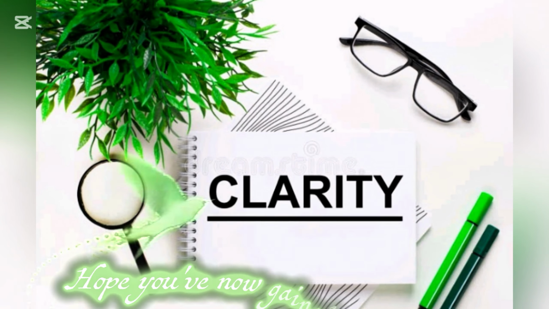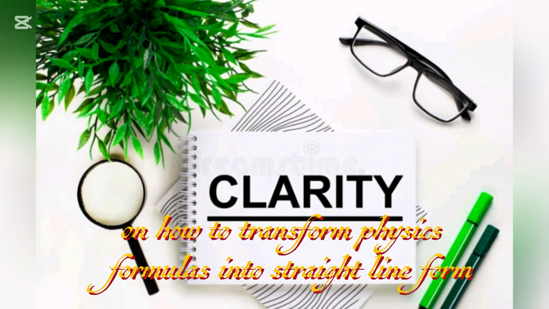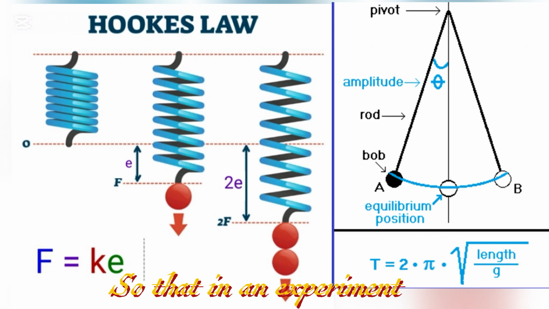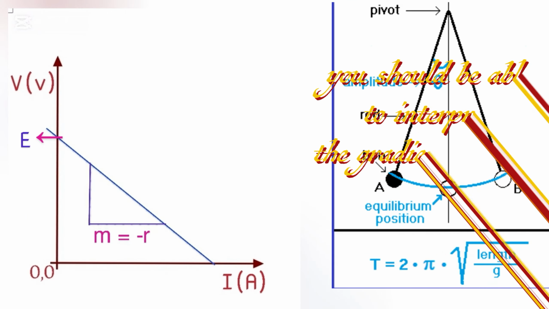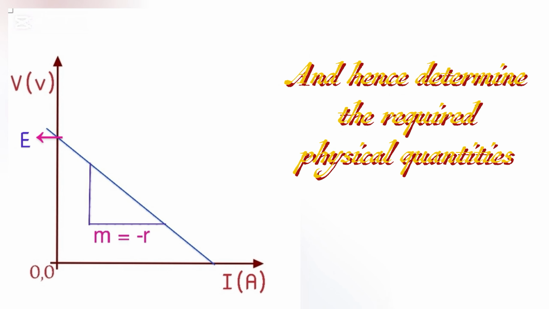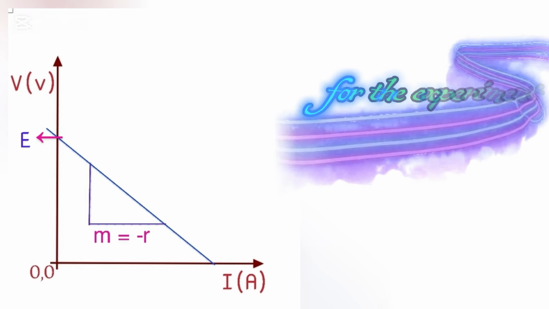Hope you've now gained clarity on how to transform physics formulas into straight line form, so that in an experiment you should be able to correctly interpret the gradient or slope and the intercept from your graph, and hence determine the required physical quantities for the experiment.